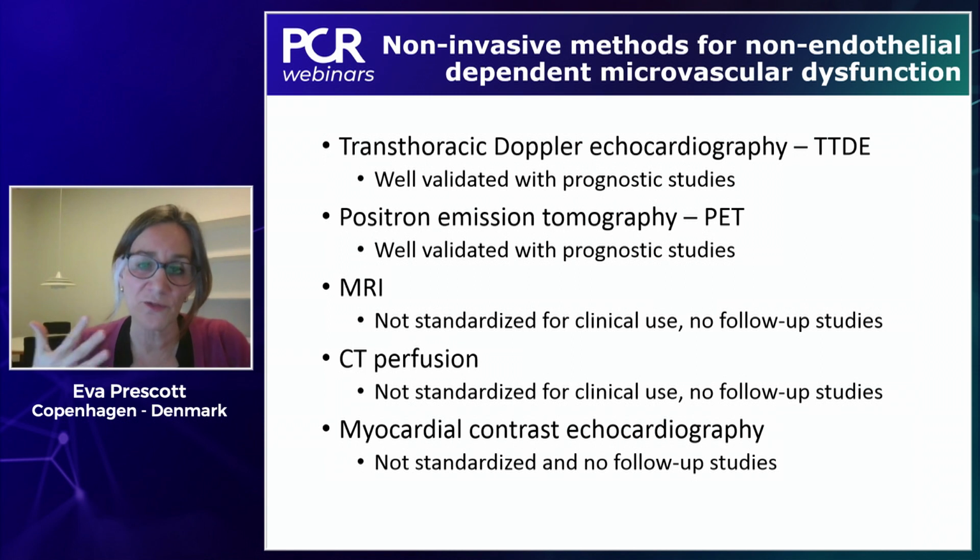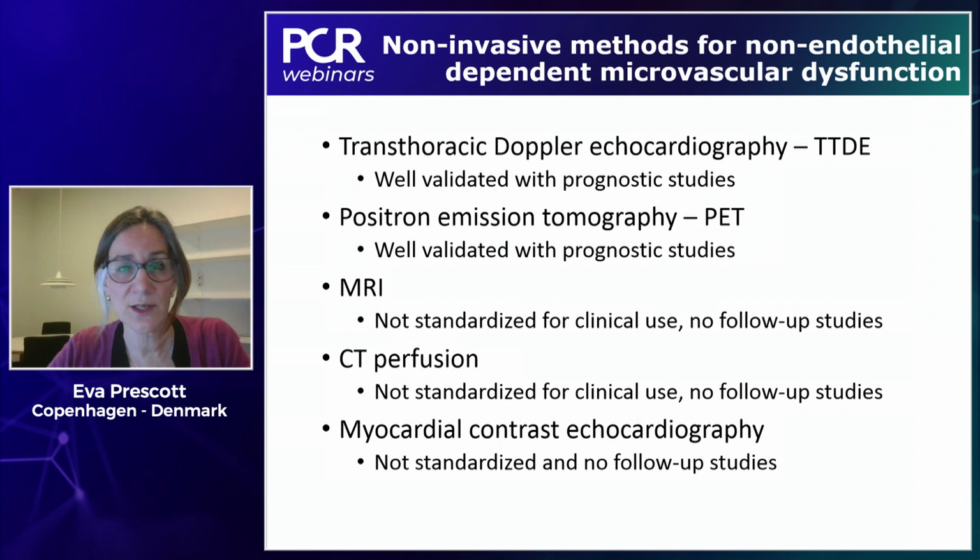And basically, we've got 5 non-invasive methods that are possible to use. One is the transthoracic Doppler echocardiography. That's probably the most used method and the most documented method. It's well validated, and it has large prognostic studies also. The same is true for the PET, probably considered the non-invasive gold standard. There it's also well validated from large studies, and it's got prognosis data also.